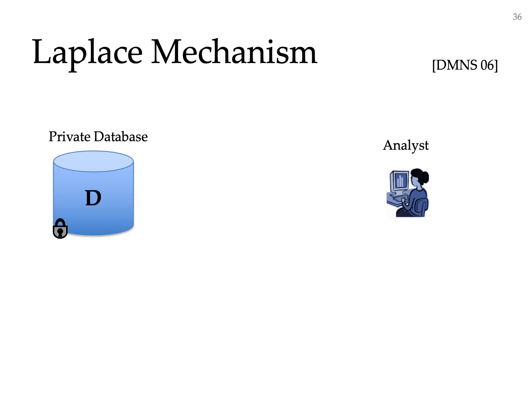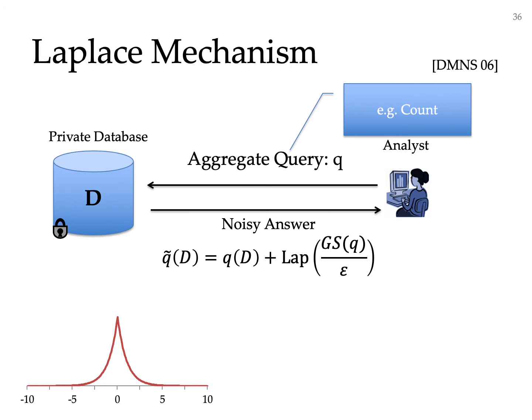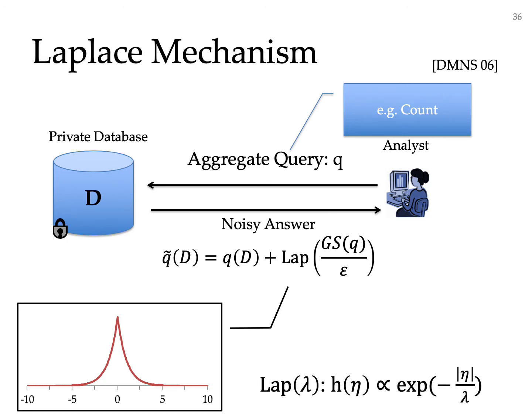Now let's take a look at a typical approach that achieves epsilon differential privacy, which is called the Laplace mechanism. The analyst can make a query request to the curator who manages a private database. Such a query can be a counting query, which aggregates some results, and the curator computes the query over the private data. However, instead of releasing the exact query answer, the curator distorts the result with some Laplace noise and reveals the noisy answer back to the analyst.